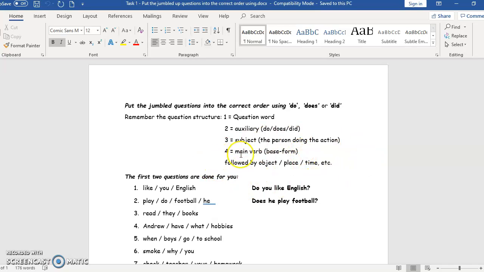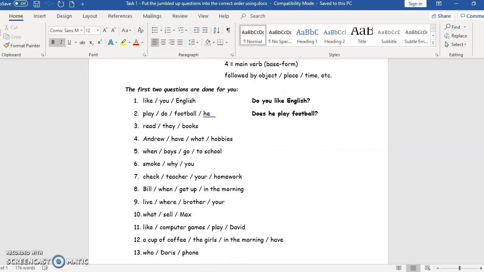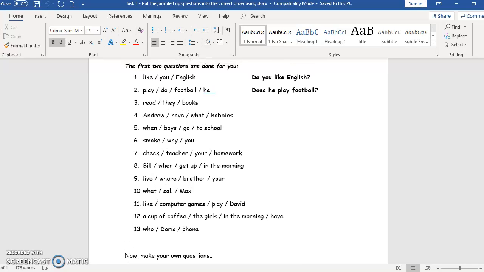And if you have other things, they can be followed by object or by place or by time. If you have all three of them, this is the order. First the object, then the place, then the time. If you remember all this, and if you practice this, you will never make mistakes in questions anymore. And asking questions in English is very difficult.